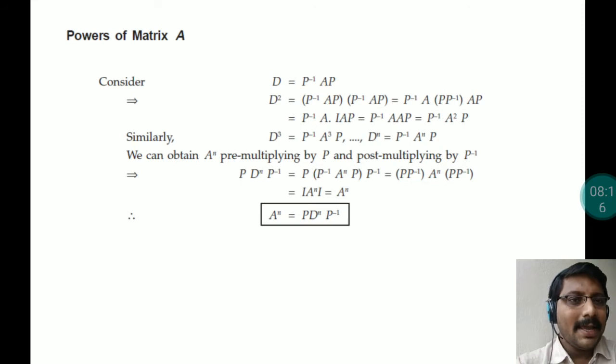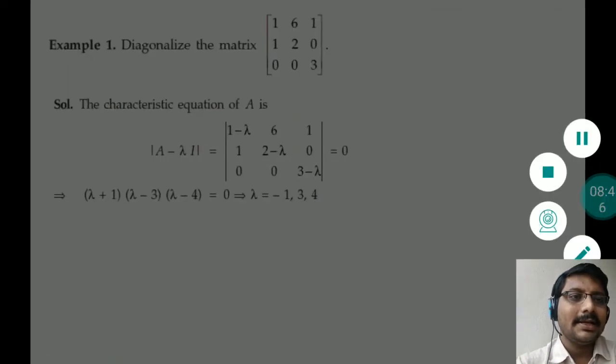Now we can obtain A power n by pre-multiplying by P and post-multiplying by P inverse, that is P D power n P inverse. On simplifying, we get A power n as the result. Thus A power n is P D power n P inverse. Using this equation we can get the powers of the matrix A, that is A cube, A power 4 and so on.